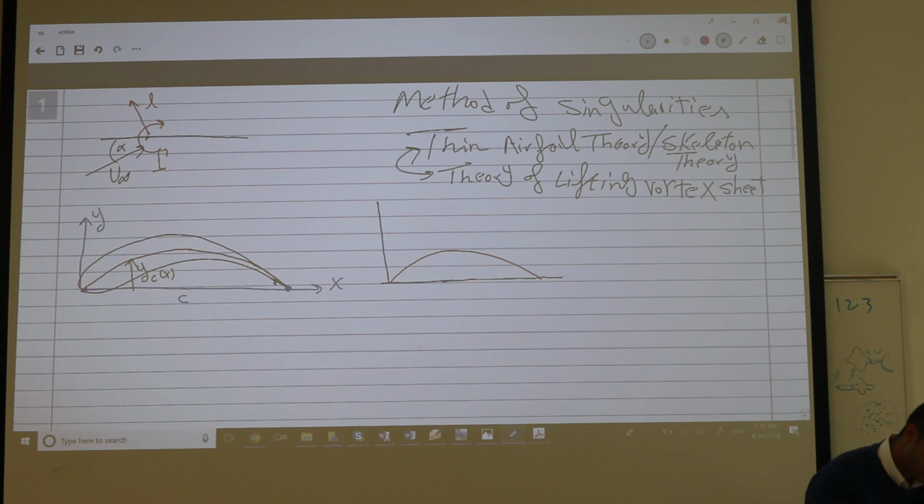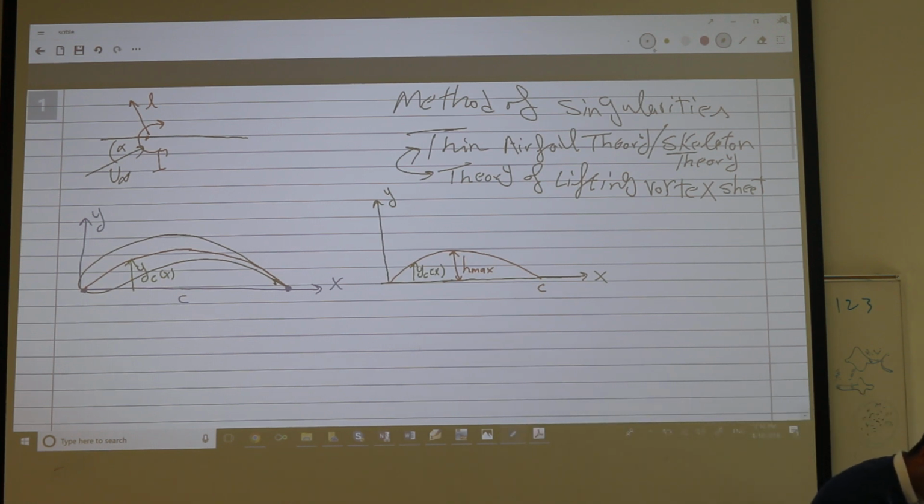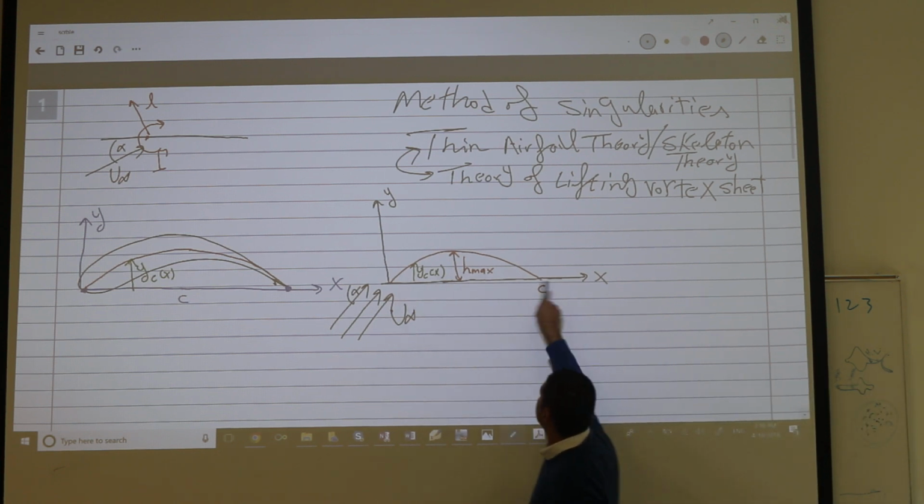And again, this is a review. So this is c, this is your x, this is your y, this is the maximum camber, and this is the ordinate at any x. Okay? The method of singularity, so this is the shape along which I'm going to solve my flow field. Here is your infinity. Again, I'm exaggerating. This is your alpha, okay? So I want to solve the flow field around this shape.